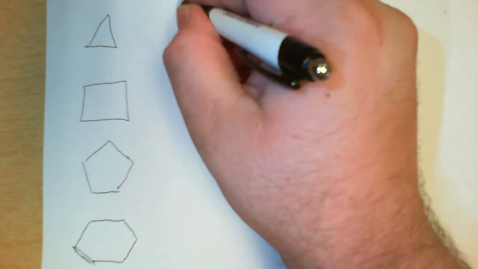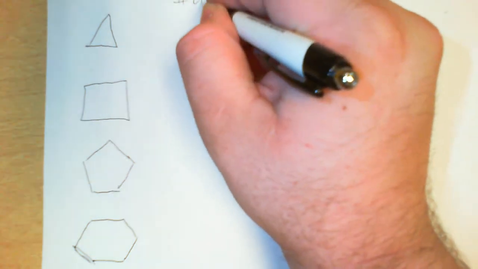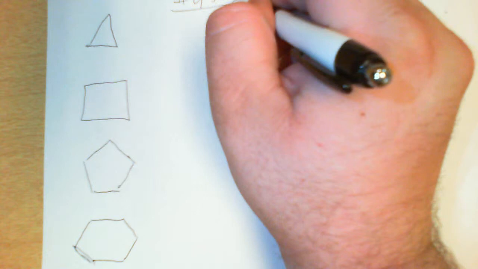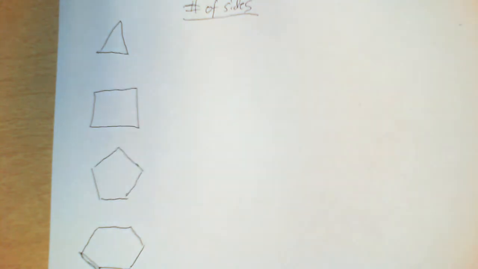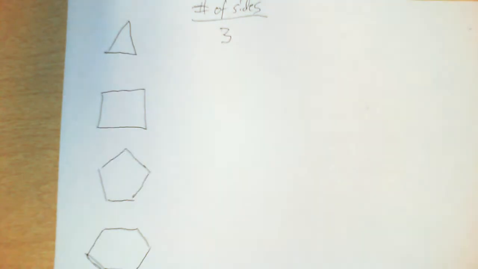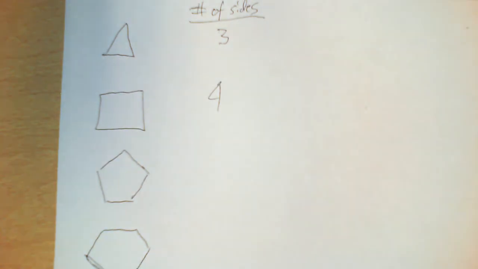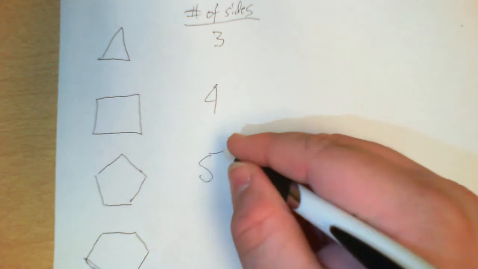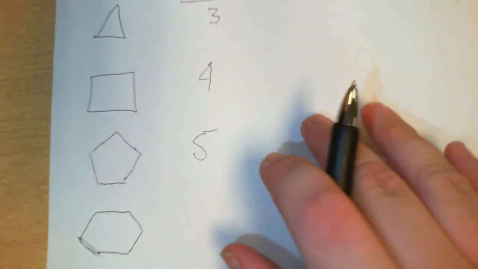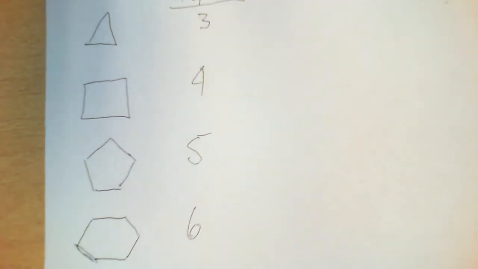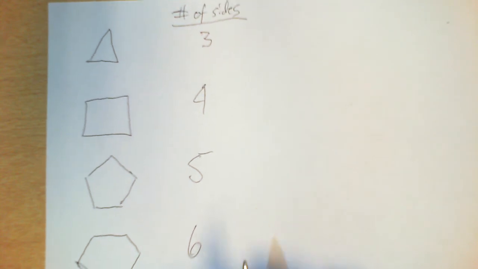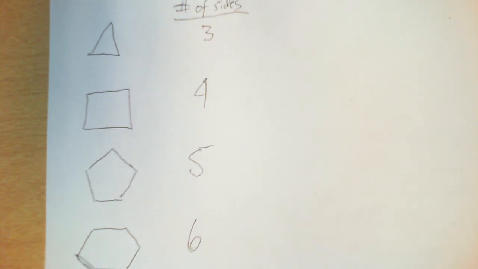How many sides does this shape have, a triangle? 3. 3 sides. How about the rectangle there? 4. How about the pentagon? 5. Okay, how about the next one? What is that? 6. Okay, so we're just looking here at the number of sides that I have. Nothing big, nothing complicated. What's the last one called? Hexagon. No, hexagon is 6. Heptagon is 7.